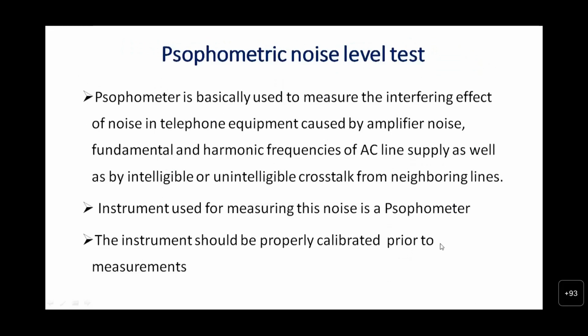Another test is the psophometric level test. This is basically used to measure the interference effect of noise in telephone equipment caused by amplifier noise, fundamental and harmonic frequency of AC line supplies, as well as by intelligible or unintelligible crosstalks from neighboring lines. The instrument used for measuring this noise is the psophometer. The instrument should be properly calibrated prior to the measurement.